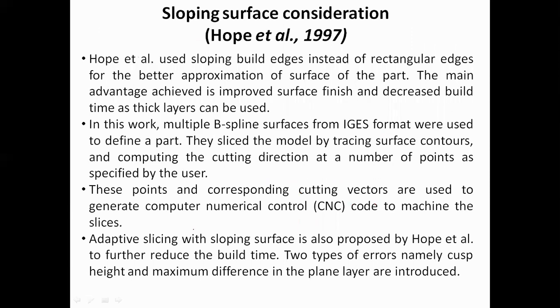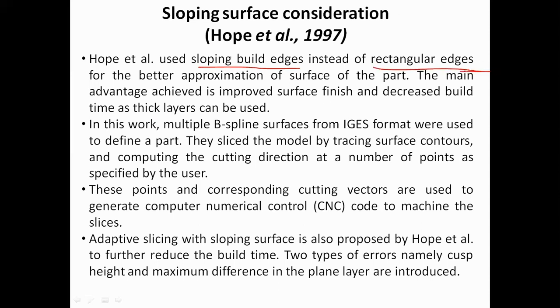Now, sloping surfaces consideration. This was done by Hope, and it was a part of a very big work that Hope did from 1997 to 2002. And this is one of the first things that he proposed. What Hope did was the pioneering work regarding the slice edges and the slice contours. He was the first person to have sloping build edges rather than rectangular edges.